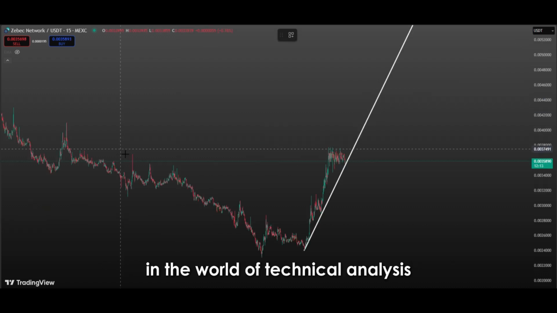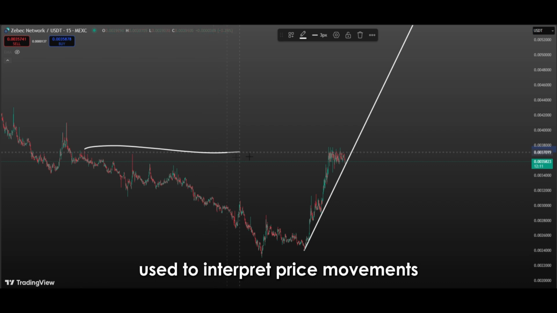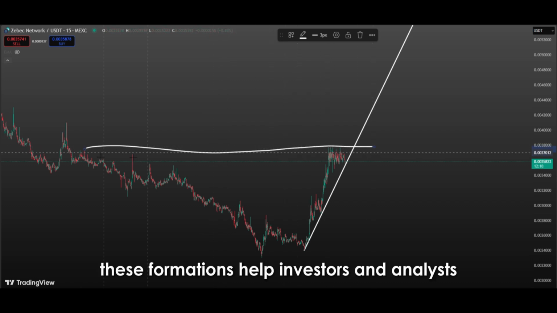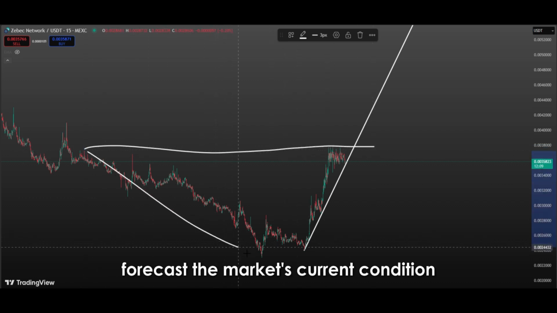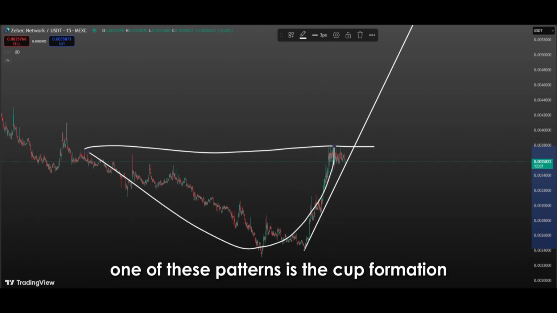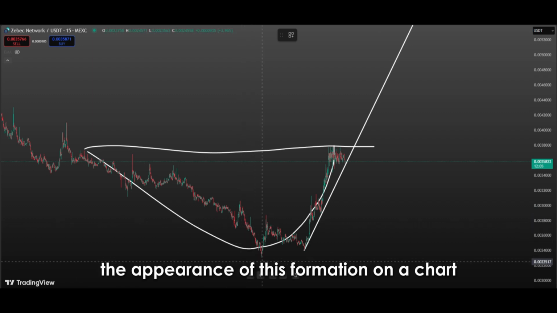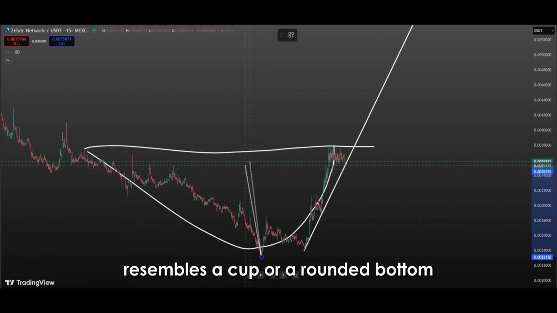Stay tuned. In the world of technical analysis, there are many chart patterns used to interpret price movements. These formations help investors and analysts forecast the market's current condition and potential future directions. One of these patterns is the cup formation, which is generally considered a bullish reversal pattern. The appearance of this formation on a chart resembles a cup or a rounded bottom.